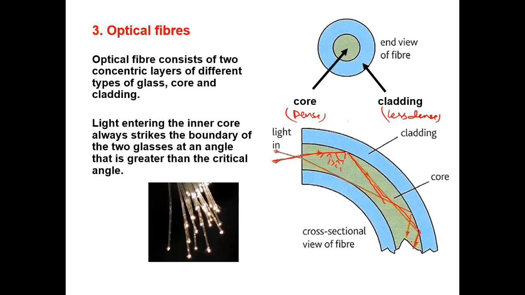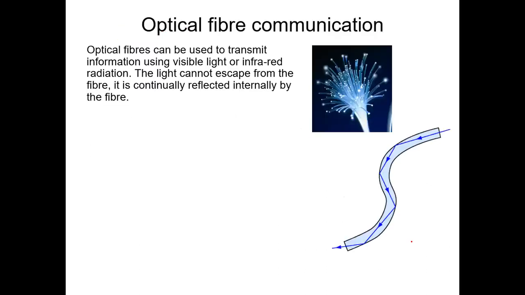And optical fiber data transmission is very useful because by this you can transfer data in very large amounts and at very fast speed as well, and there are no chances of hacking the signals, or of signal loss. So in optic fiber communication, as I told you, visible light or infrared light is used, and light cannot escape from the fiber and is continuously reflected inward.